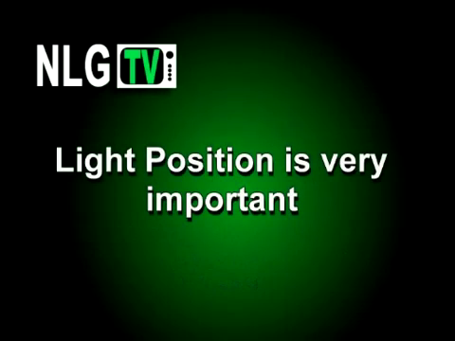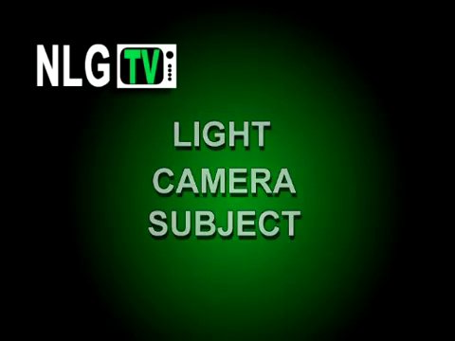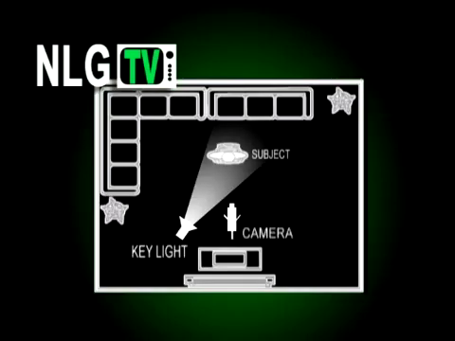No matter which lighting situation you choose, how you position them will make all the difference in the final quality. The number one basic rule for setups is light, camera, subject. This is critical for proper lighting. In a single light setup, your light will be called the key light.